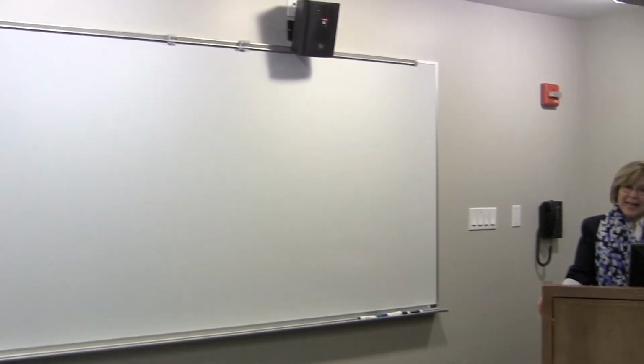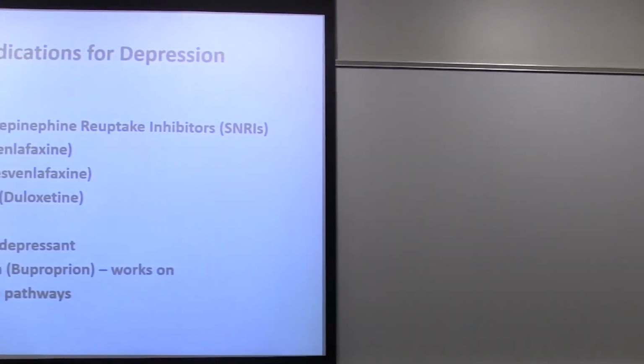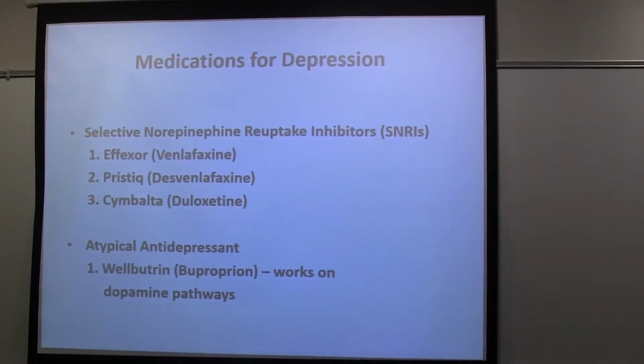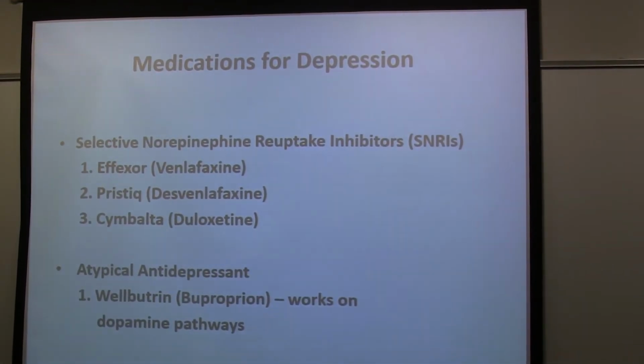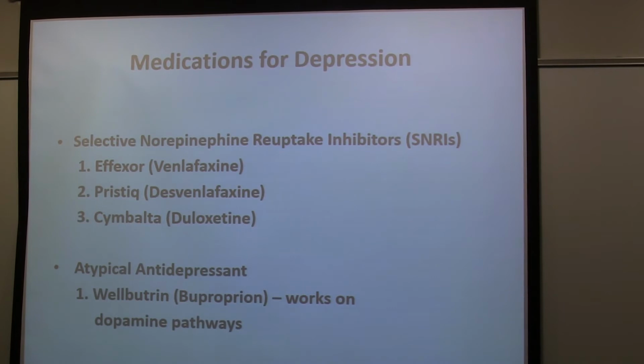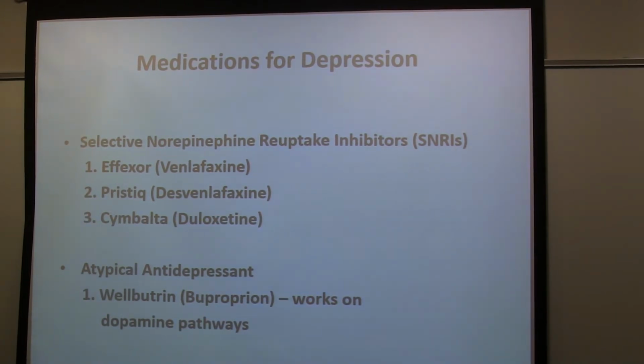Some of the other medications are called SNRIs, serotonin norepinephrine reuptake inhibitors, and some of those are Effexor, Pristiq, and Cymbalta. What they do is work on the norepinephrine pathway. So when we think about SSRIs, they work on the serotonin pathway. SNRIs work on a slight serotonin, but it's more the norepinephrine pathway. So those have been found to be effective.